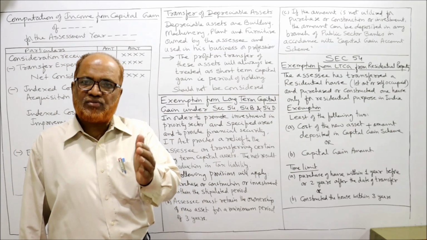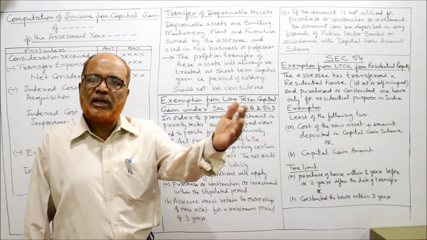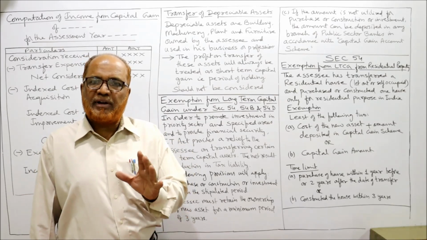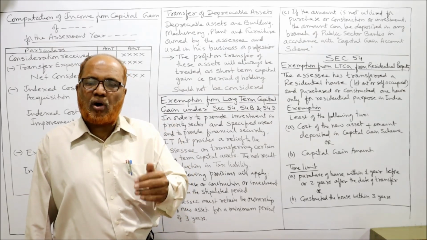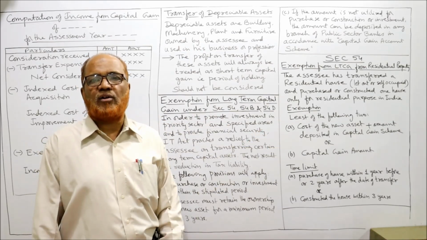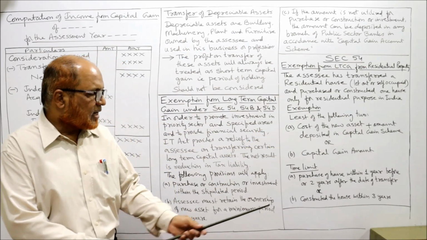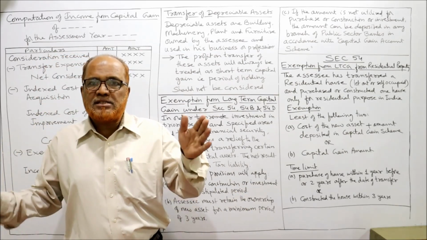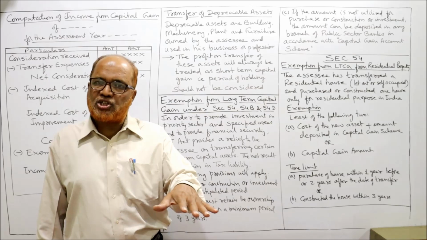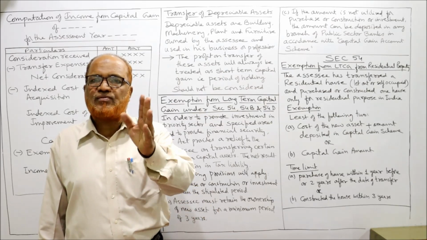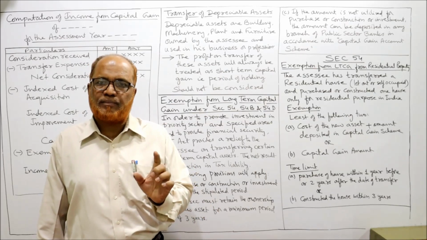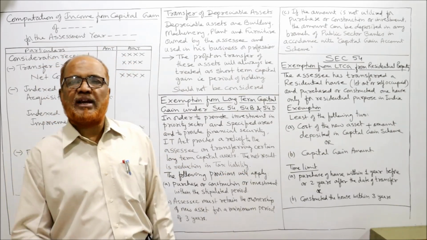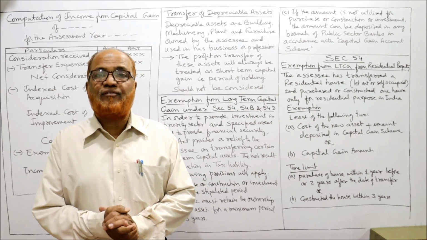From the date of transfer, 1 year before or 2 years after, he should purchase a new house. The time limit given is 1 year before or 2 years after the date of transfer. Secondly, construct the house within 3 years. If the assessee is not purchasing, he is constructing the house. So within 3 years from the date of transfer, this is the time limit to avail the exemption under section 54. So we have completed one exemption, that is section 54.